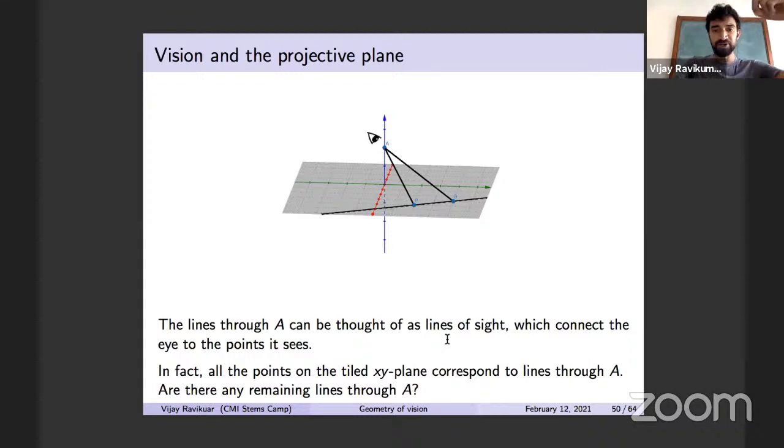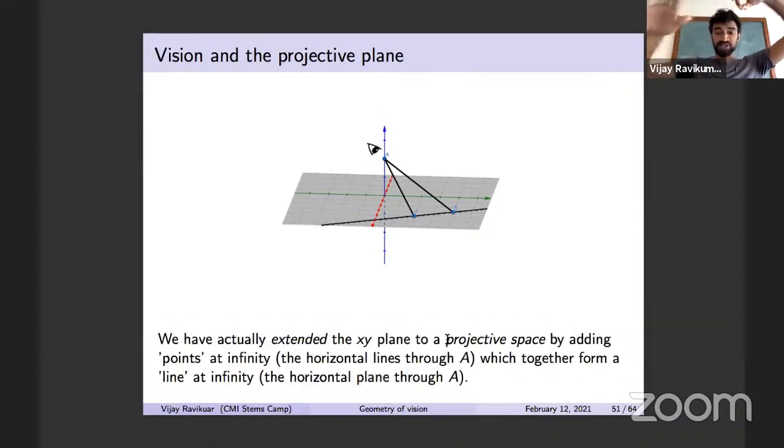In particular, all of the different points on that tiled floor, when we're looking at it, correspond to different lines of sight of our vision. And if we want to think about the set of all the lines of sight of our vision, that basically corresponds to all the points on the floor, if we extend that floor as a plane to infinity. But that floor doesn't account for all of our lines of sight. There's some remaining lines of sight, namely the horizontal lines of sight.